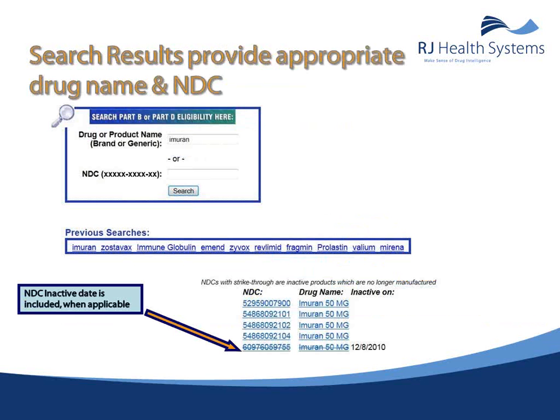So in this case, we typed in Imuran in the drug and product name box, and it yielded us a number of NDCs at the bottom that we can select from. We will include both active as well as inactive NDCs in our results. As you can see at the bottom, there is a strike through the NDC that has become inactive as of December 8th, 2010. We leave inactive products on the site for 30 months to allow retroactive claim runoff, as well as a little bit of history.